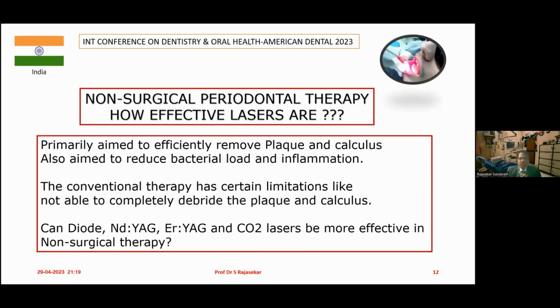So non-surgical periodontal therapy is primarily aimed to remove the plaque and calculus and also to reduce the bacterial load and inflammation. So the conventional therapy, as I told in the previous slides, has a very good success, but it also has certain limitations because it's very difficult to reach inaccessible areas like furcations. So in these areas, I think lasers are playing a very, very good role.